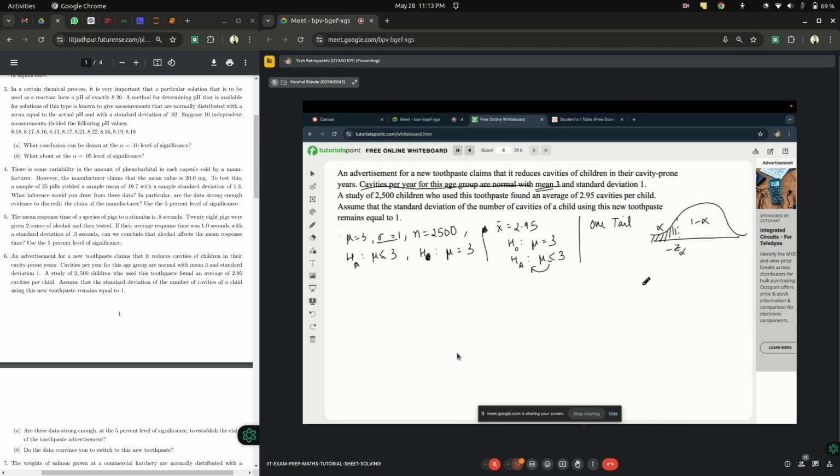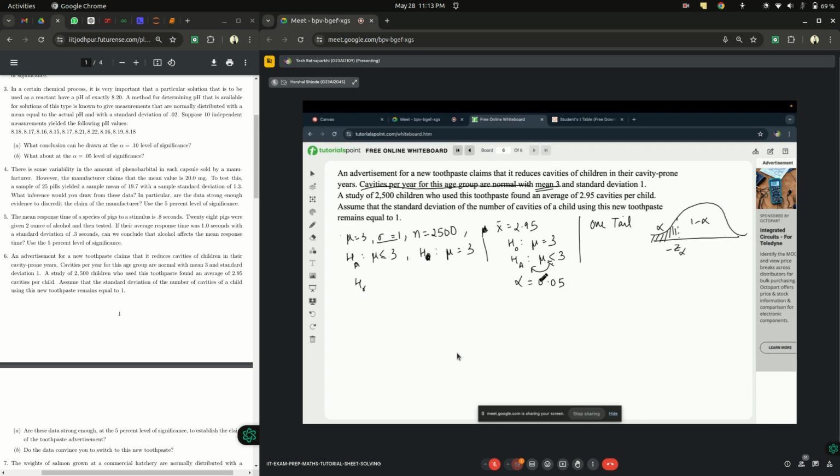Fairly easy. Now it has become very easy. Why easy? Naresh bhai, what do we need to do next? I have my H naught, I have my HA. I also have my alpha. If alpha is not given, my alpha will be 0.05 by default. Please remember this. If nothing is given, it will be 0.05.